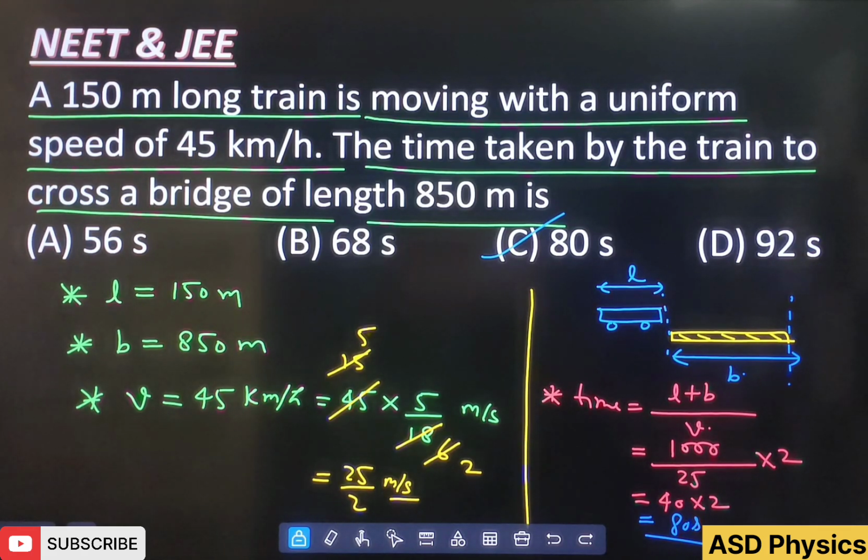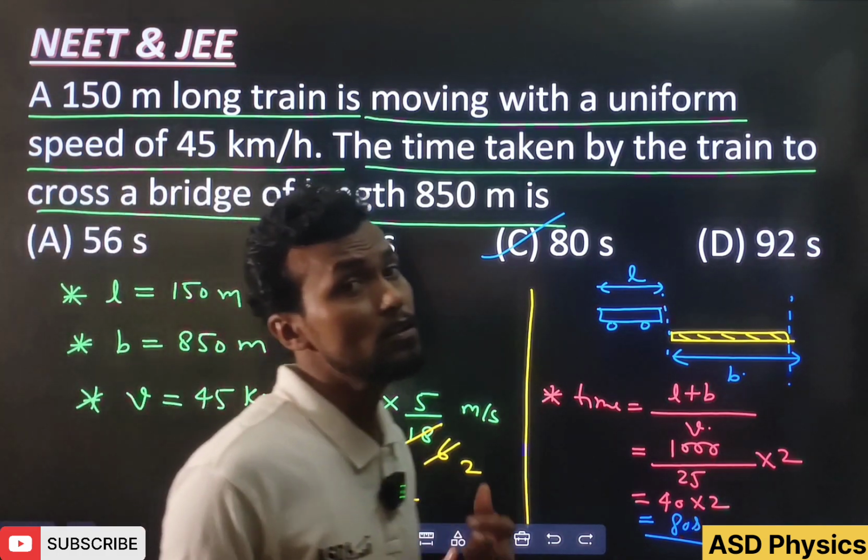Total distance traveled means length of bridge plus length of train, that means L plus B. Then only the train will cross the bridge.